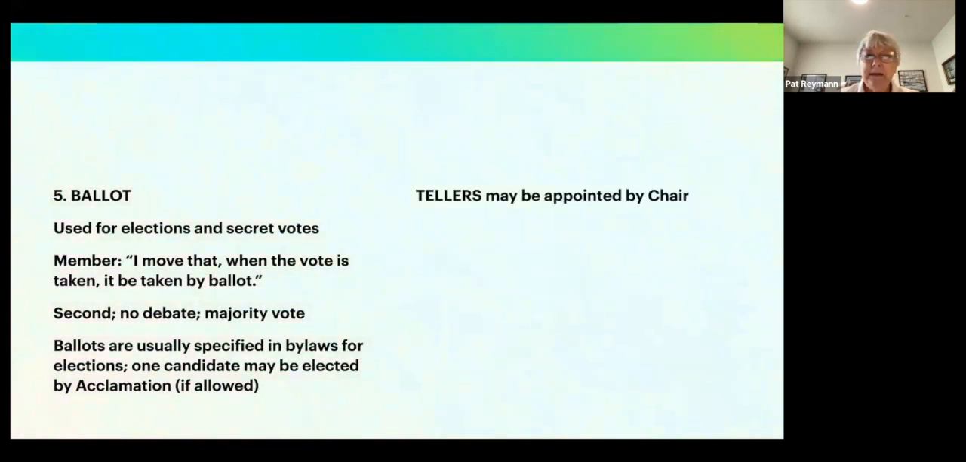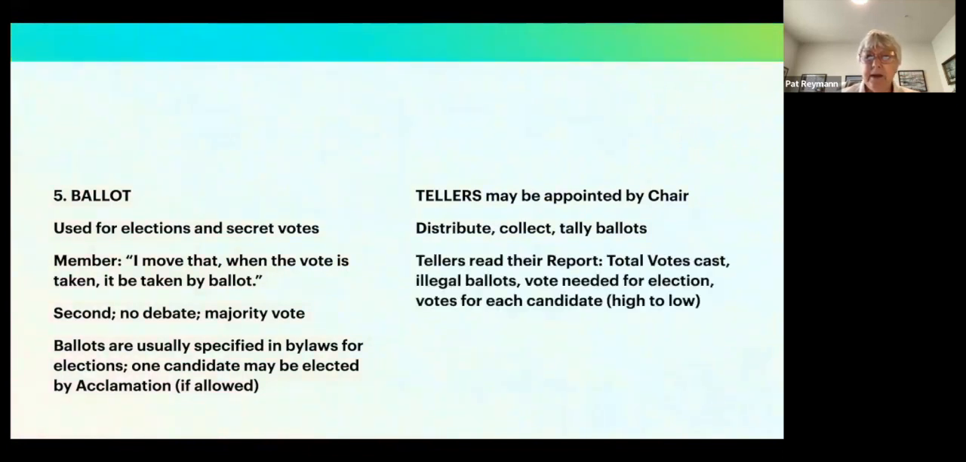Now, when there is a ballot election, the chair will want to have tellers again. The tellers are responsible for distributing the ballots to the people who are eligible to vote. They will collect the ballots when they're done, and they will tally them and give a report. The business of the meeting can just keep going while the tellers are doing their counting; it's okay.